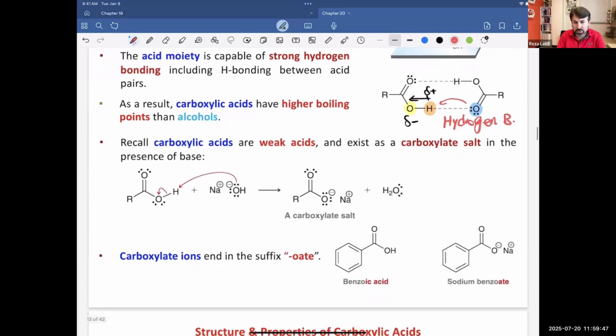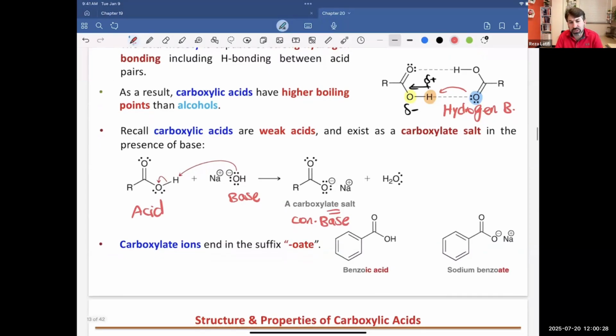Now, the carboxylic group has an acidic hydrogen, so it can react with a base, a strong base like sodium hydroxide. It will take that H and leave us with the carboxylate. When you say -ate, you're talking about a species with a negative charge. It has more than one oxygen, and now there is a negative charge there. That's going to be the conjugate base of the carboxylic acid.